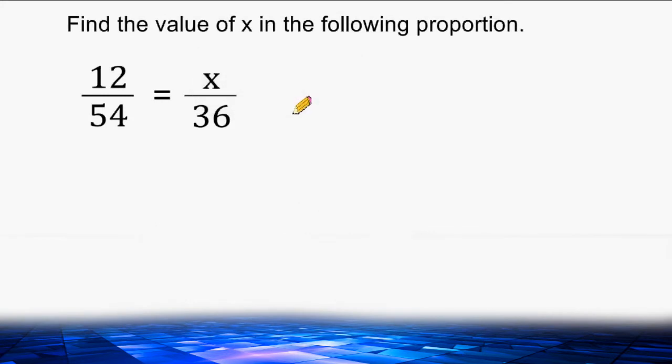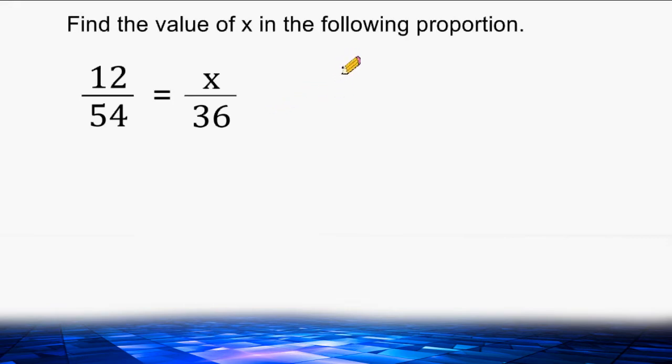For this problem, what we have to do is figure out what is the value of x. So that value out of 36 is equivalent to 12 over 54. So basically what we are doing is solving a proportion. Now, one way to solve a proportion is by setting up an equation and then solving for x in that equation. And the equation is based on the fact that when you cross multiply numbers in a proportion, you should come up with the same values.